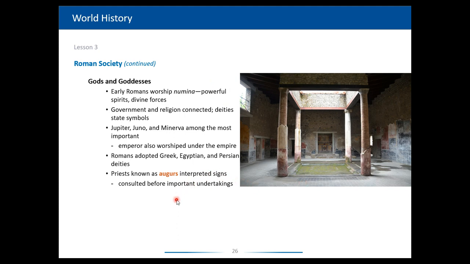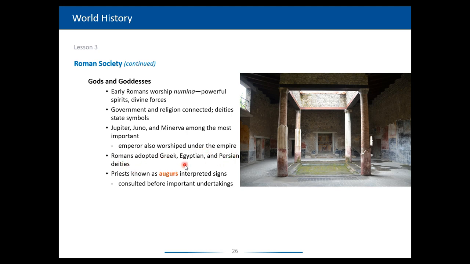Gods and goddesses. Early Romans worshipped Numina, which were powerful spirits and divine forces. The government and religion connected deities and state symbols. So the government and the religion were connected, and there were deities and state symbols that were connected to those two sectors of society: government and religion. Jupiter, Juno, and Minerva were among the most important spirits or divine forces that were worshipped. The emperor was also worshipped under the empire.